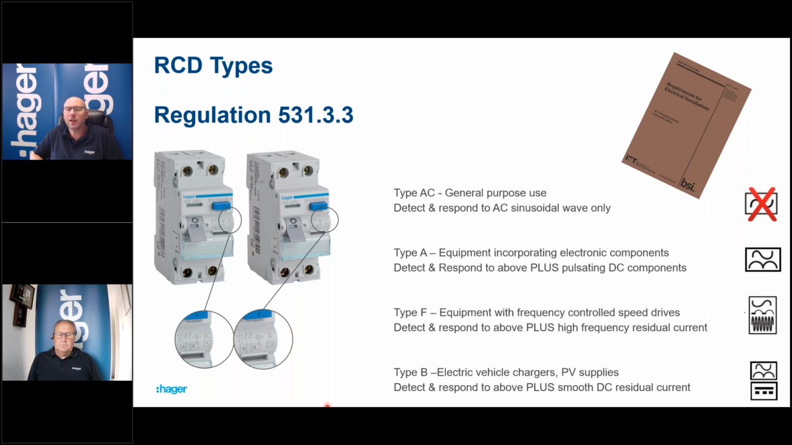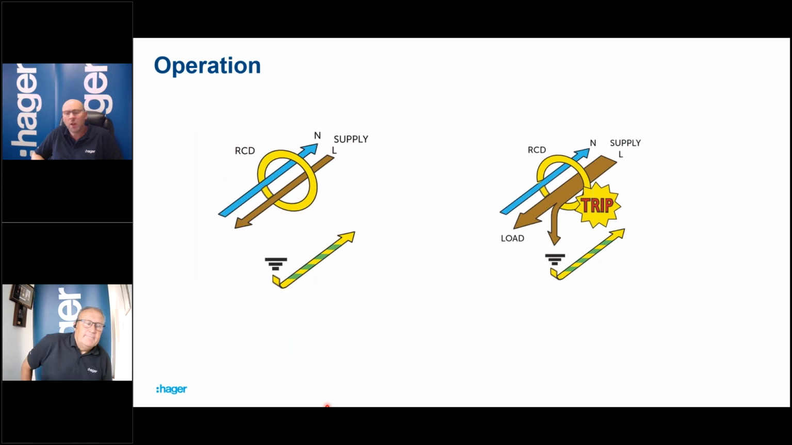But typically a type A is used throughout most equipment these days, and is suitable unless there is a very specific need for a type B. And we're starting to see that with some renewable technology and maybe some heat pumps and things like that. They may be specifying a type B device. So on the next slide, I'm going to hand over to you, Paul, to talk about the operation of RCDs. Yep, so I get the cartoon slide.